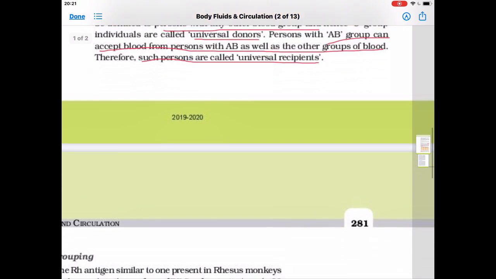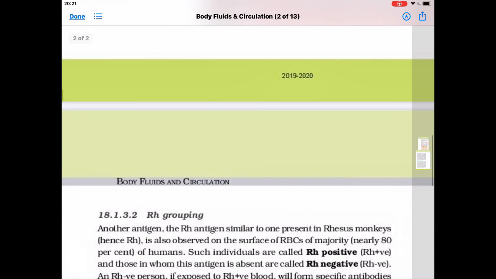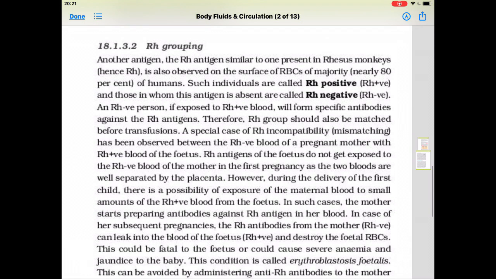Now, the RH factor. Another antigen, the RH antigen, similar to one present in rhesus monkey, hence RH. From where does this RH word come? RH word comes from the monkey named rhesus monkey. So it was first discovered in rhesus monkey, that is why given the name RH grouping.